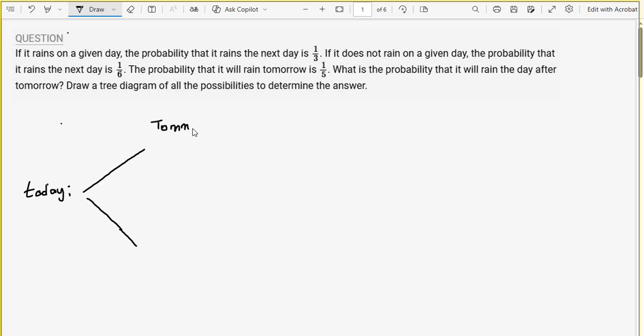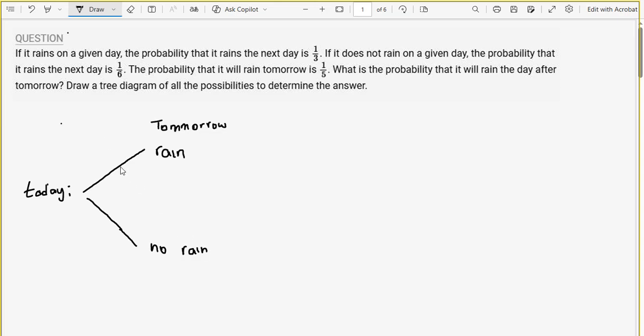Are you following? Yes, sir. Okay. So the next day will be tomorrow. According to the given information, they say that if it rains on a given day, the probability that it rains the next day, so it's either it rains or there will be no rain.